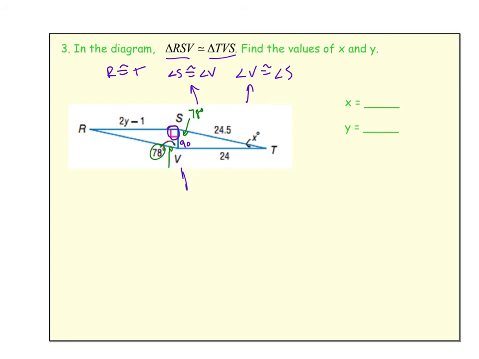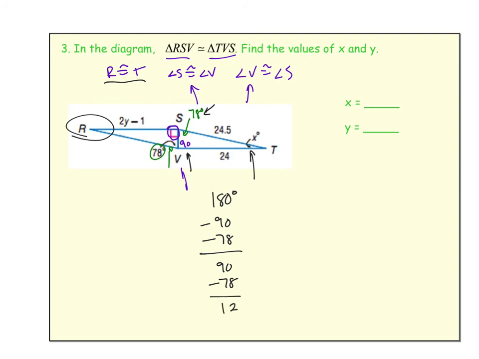Okay, so now if we need to figure out X, Y, well, let's take a look. X is located right here. X is going to be angle T. T is congruent to R, but we don't know R. That doesn't help us. But what does help us is the fact that this is a triangle. And I know that that's 90 and that's 78. So this becomes 90 minus 78. So that's just going to be 12, or 12 degrees. Okay? So now that gives us X.